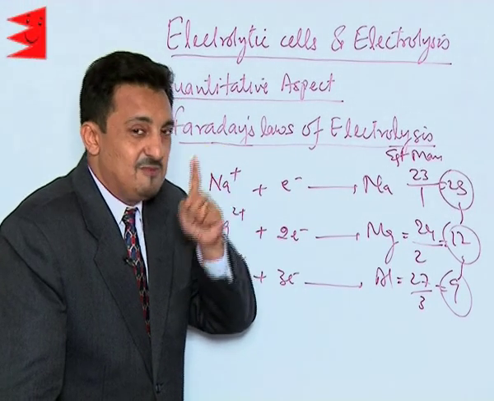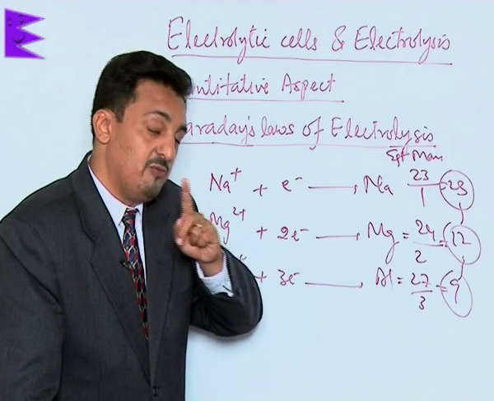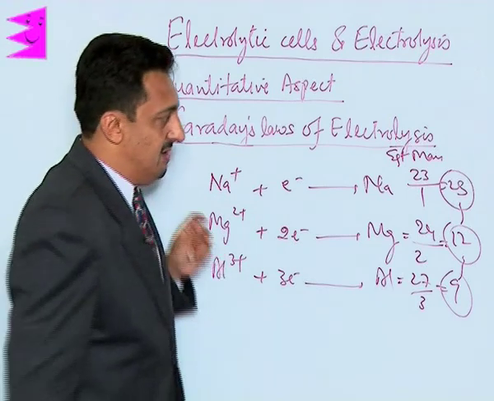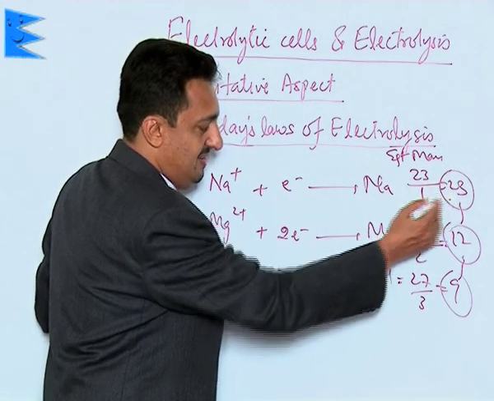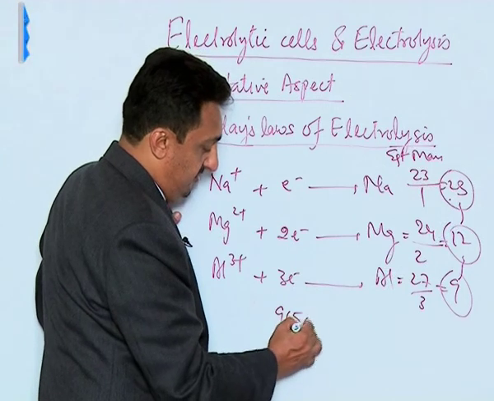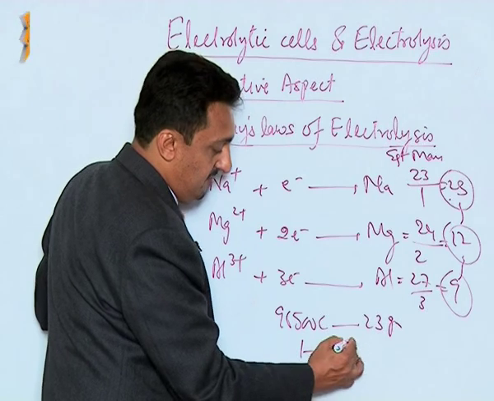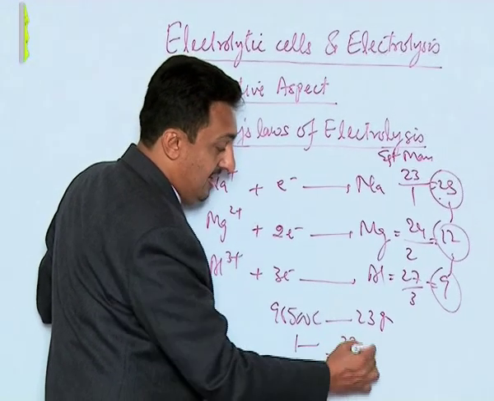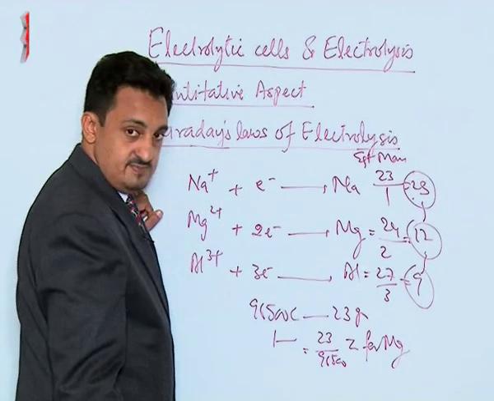But the amount of the substance deposited by 1 Coulomb, if represented in that form, will be called Z. So we can make out that 96500 coulombs are depositing 23 grams of sodium. So 1 coulomb will deposit 23 upon 96500, which is called the Z for sodium.